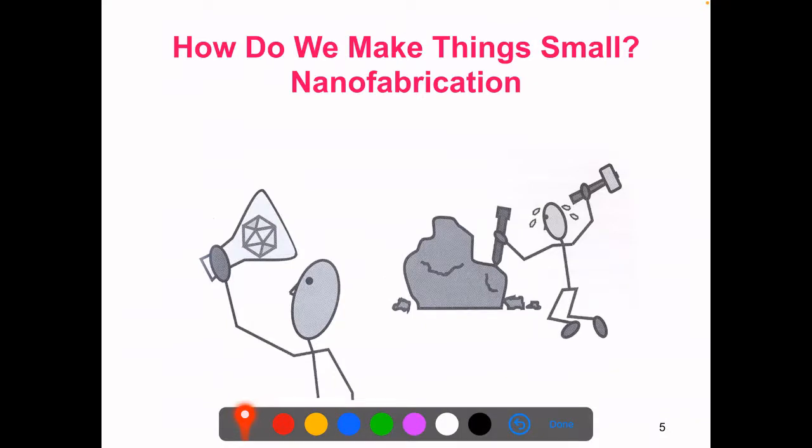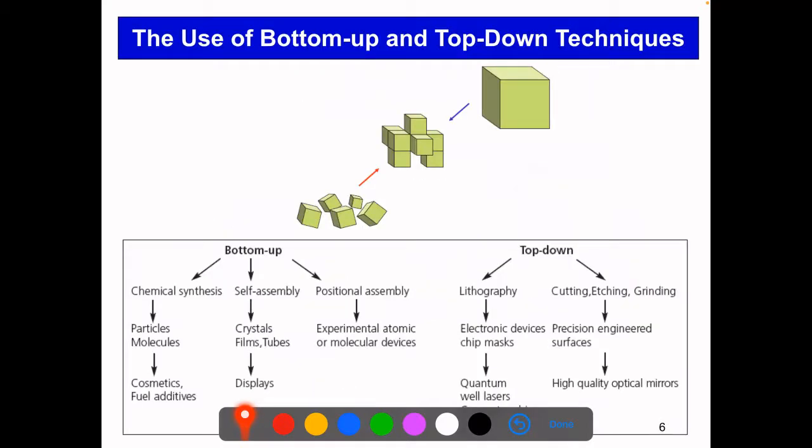And you already have an idea about how we make things small, nanofabrication methods. This is, you tell me, top down, and this is you making things bottom up in your lab. So this is what we want to create. You can either go this way or that way. And we're going to talk about most of these methodologies in this class. So bottom-up can be chemical synthesis, self-assembly, positional assembly. Okay, and chemical synthesis is good in cosmetics, fuel additives. Okay, self-assembly is used in displays, for example.